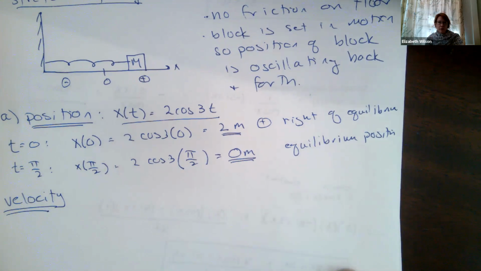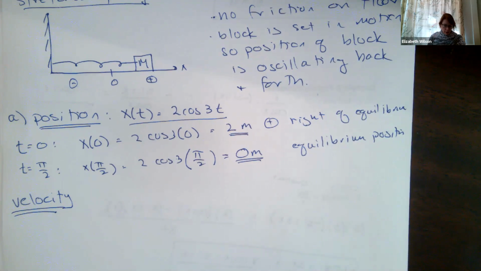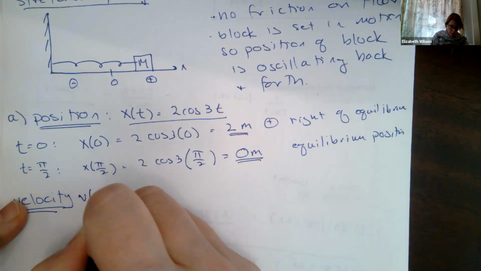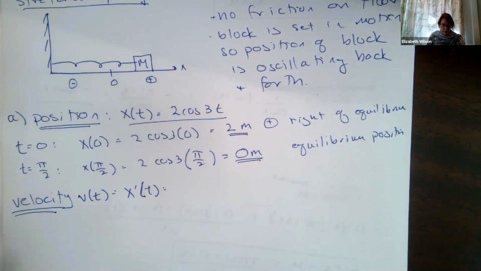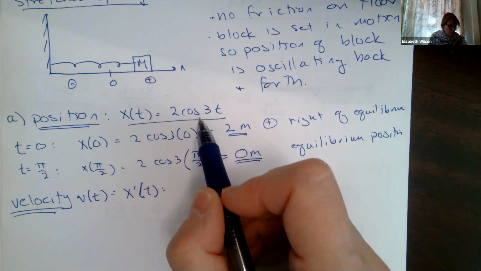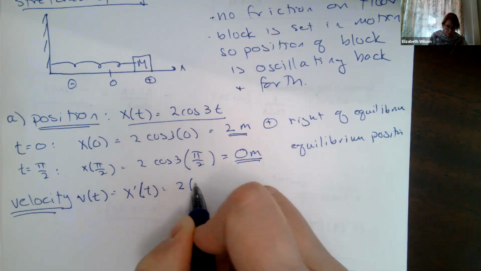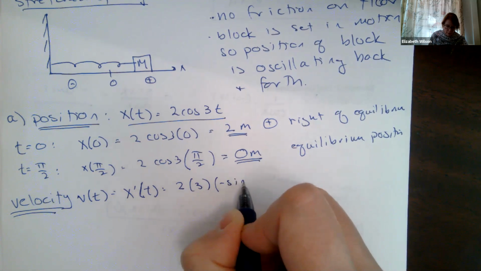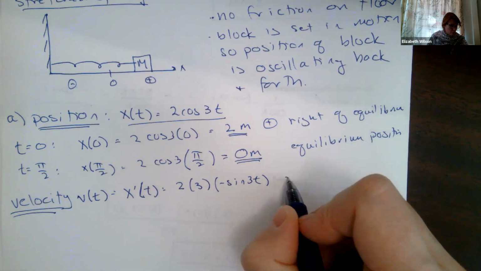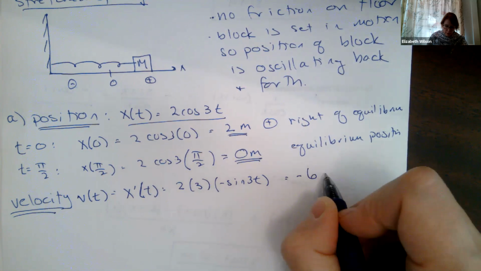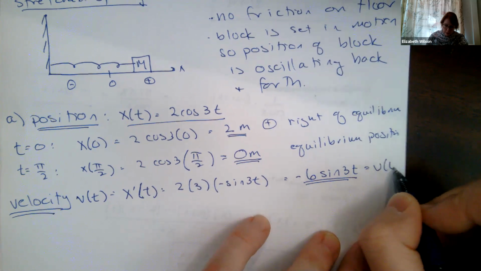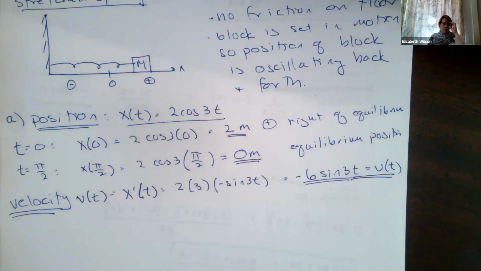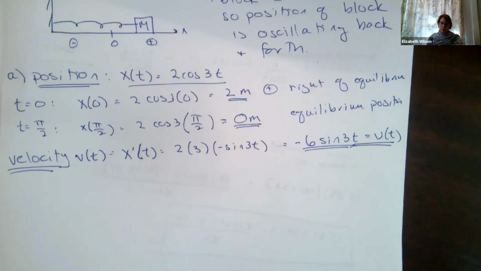So velocity is related to position by a derivative, right? So my velocity function is my derivative of my position. So I'm going to take the derivative of this position to get the velocity. When I do that, remember we've got our chain rule. So I've got 2 times 3 times minus the sine of 3t. So I'll put that together. This is going to look like minus 6 sine of 3t. That is our velocity. That's the equation I'm going to use when I answer questions about velocity.